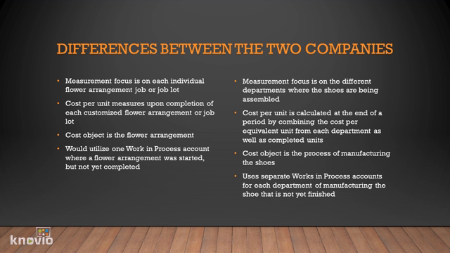The measurement of cost per unit, job order costing measures upon completion of the job. Process costing measures unit costs at the end of a period by combining the cost per equivalent unit from each department. The cost object in job order costing is the job. Process costing is the process. Works in process account uses only one account for job order costing. Process costing uses separate accounts for each department.